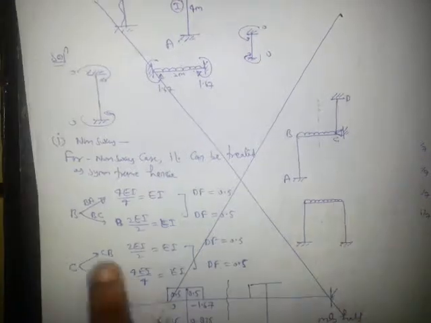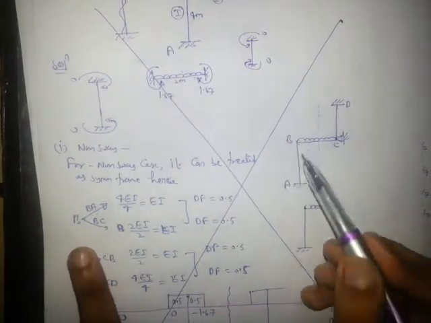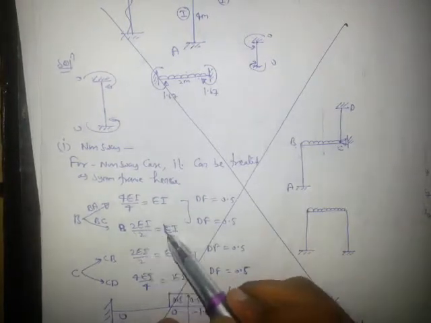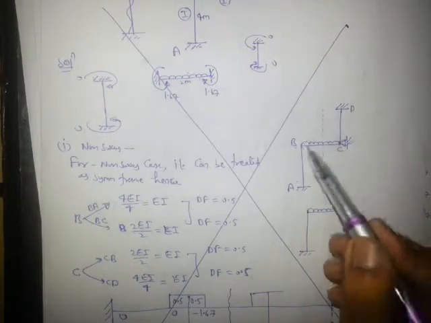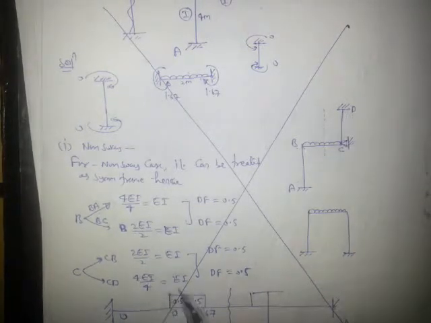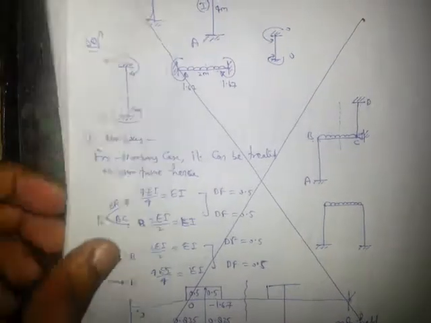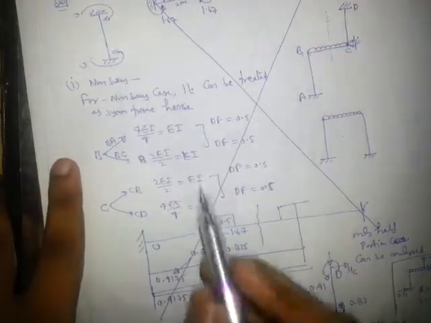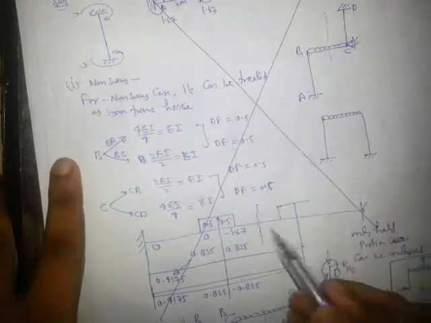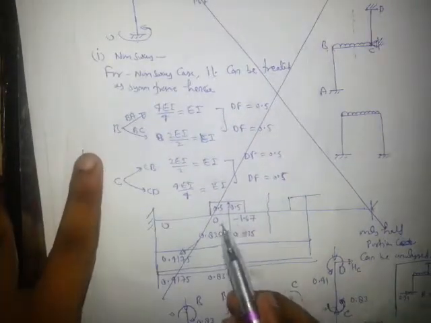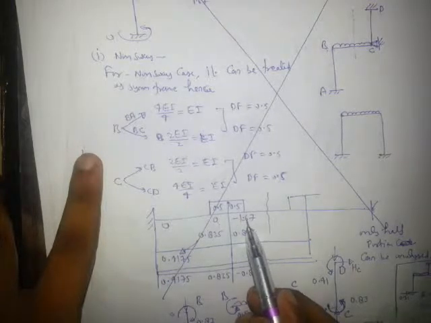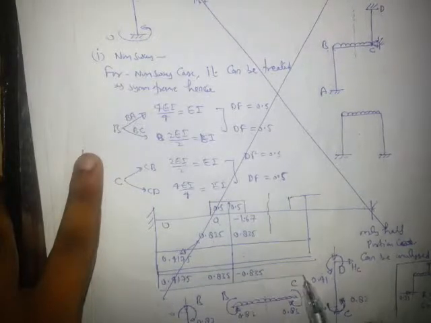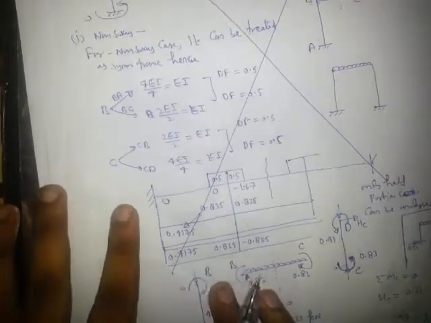So stiffness for joint B to A, B to C will be 4EI by L, and 2EI by L. For C to B, 2EI by L, C to D, 4EI by L. Distribution factors are 0.5, 0.5. So you can analyze just the half portion. Means this is 0, this is 0, minus 1.67, this plus 1.67 we will not take. So this balance is 1.67, half this side, half this side, half will proceed here. So these are the final end moments, right? These are the final non-sway moments.